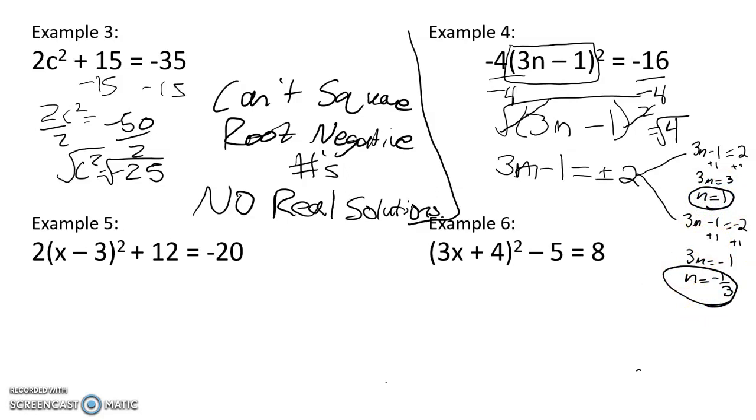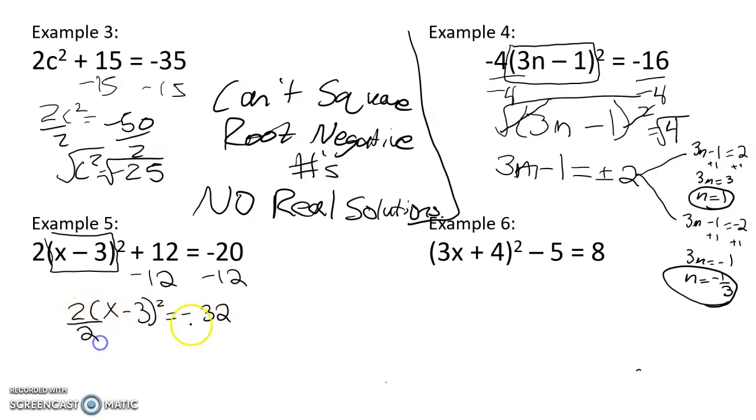All right? So let's go to this one. This parenthesis right here, I want to get that all by itself. So we're going to add this 12 over. Again, you do the addition and subtraction first. Add the 12 over. Get yourself 2x minus 3 squared equals -32. This 2 is being multiplied to the parentheses, so I'm going to divide the 2 on both sides. Then you've got x minus 3 squared equals -16.